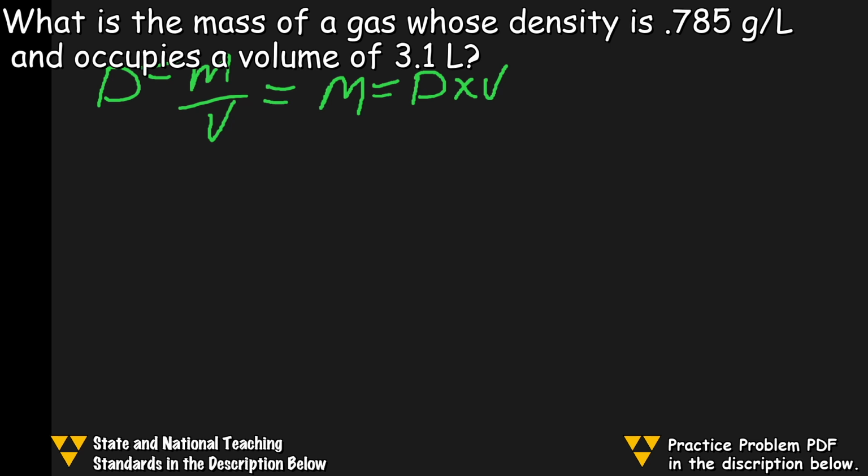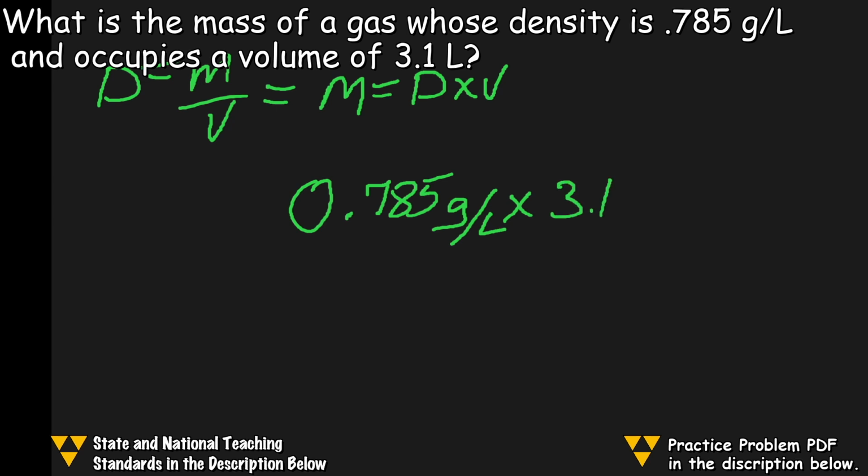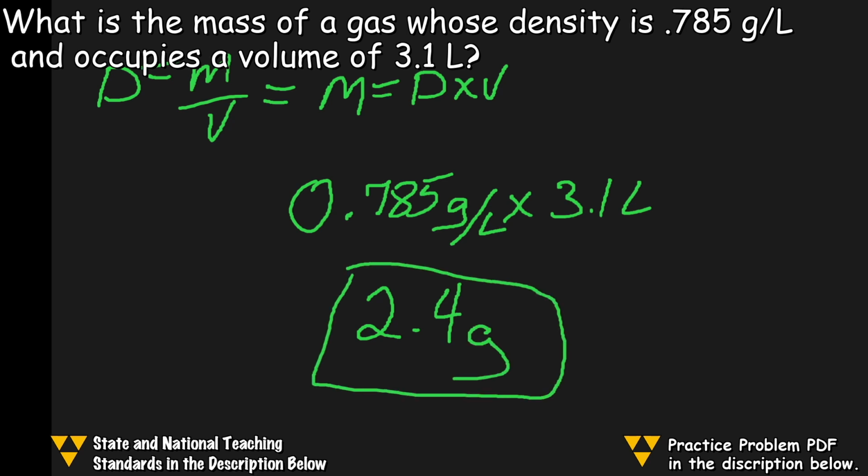So we take 0.785 grams per liter, multiply it by our liters, so 3.1 liters. When we do that, we get that the mass of this substance is 2.4 grams. And that would be our answer.